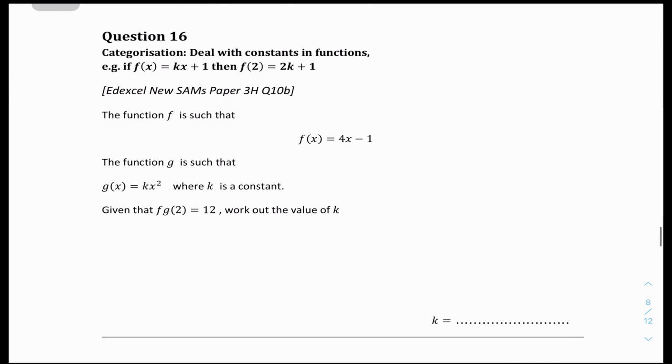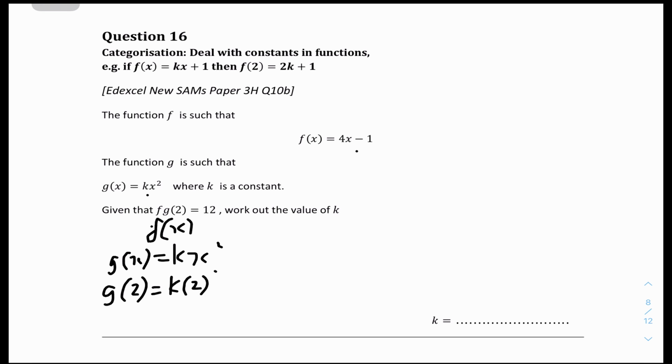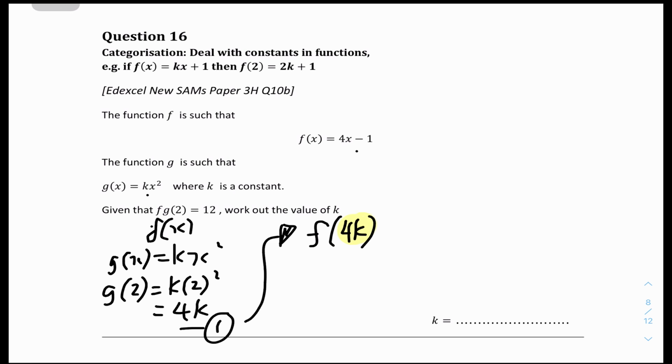And moving on, we have question 16. The function f of x equals 4x minus 1. The function g of x is kx squared. Given that f of g of 2 is 12, find the value of k. So this is basically f of x, and the x value for f of x is g of 2. So we know that g of x equals kx squared. That means that g of 2 is k times 2 squared, which is 4k, number 1.